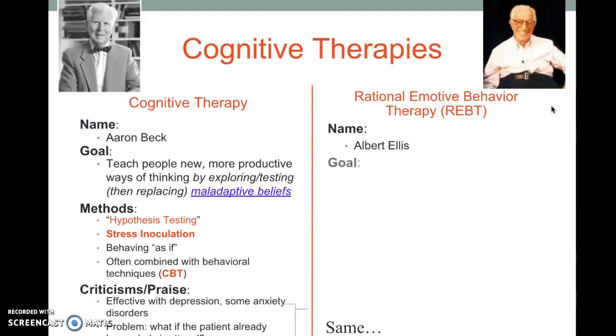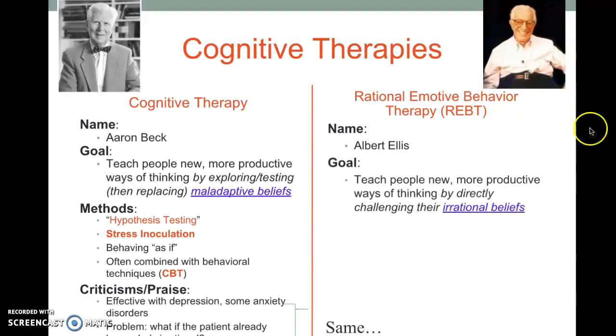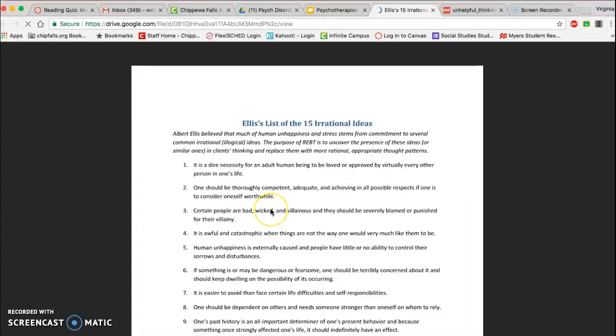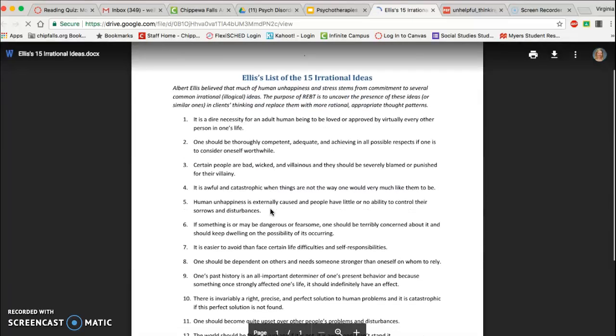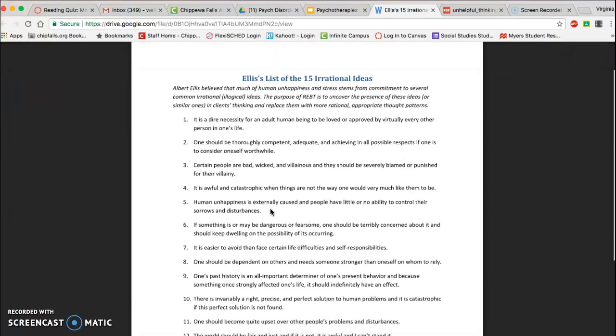But Albert Ellis also believed that what's behind a lot of people's dysfunction in anxiety and depression and other types of conditions as well is their irrational beliefs. He was a fan of, and I'm going to click on a link to show you this, you've got a handout of it as well, the idea that there are some core irrationalities that underlie a lot of people's struggles.